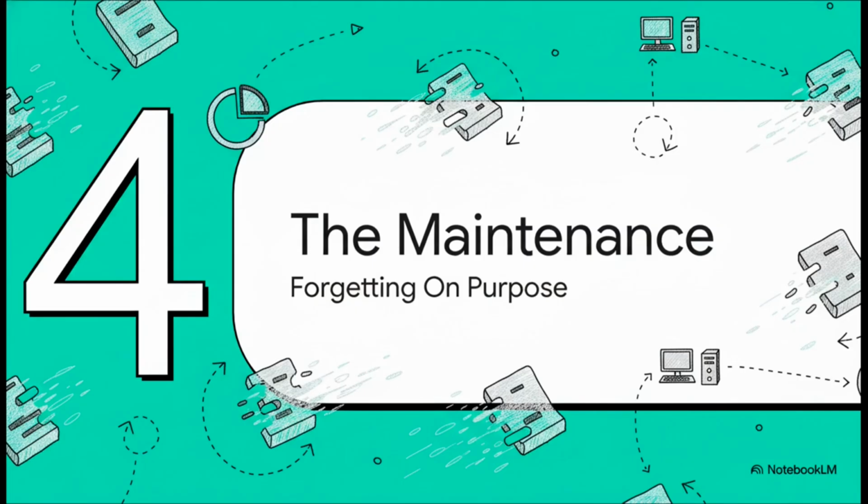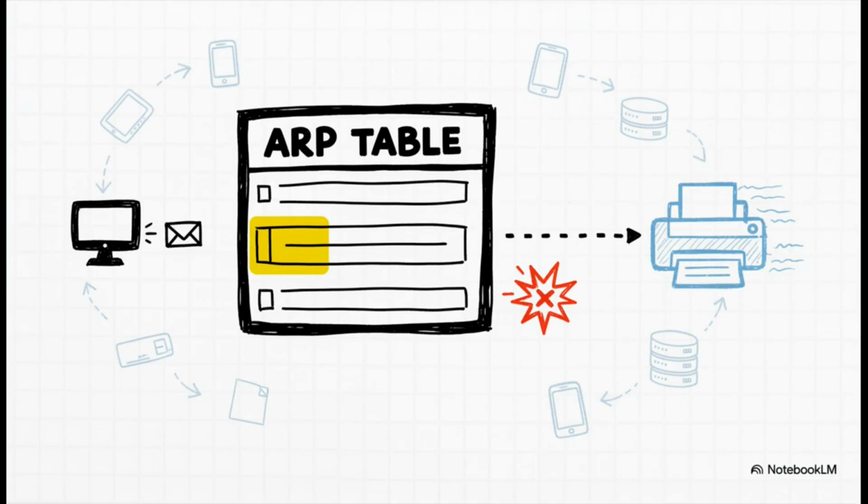It can't be permanent. For the network to stay healthy and up to date, your computer actually has to be really good at forgetting. This brings us to the last piece of the puzzle, the maintenance, or as I like to call it, forgetting on purpose. So, why would you ever want your computer to forget something useful? Well, because local networks are changing all the time. Your phone joins the Wi-Fi, your laptop disconnects, the printer gets turned off. If that ARP table was permanent, it would fill up with old, stale information really fast. Your computer might end up trying to send data to a ghost device that isn't even there anymore, which would just cause a bunch of errors.